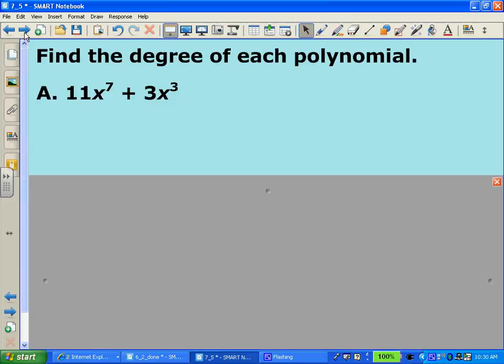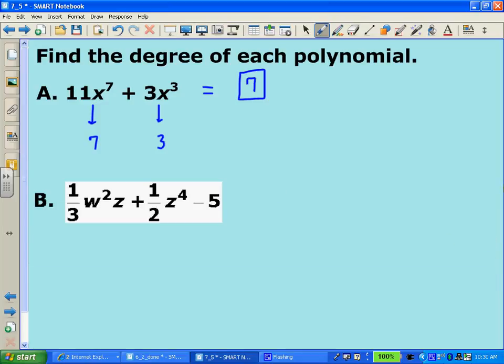Now the next thing is polynomials. How do we find their degree? Well, the degree of a polynomial is the highest degree that exists. So here, this term would have a degree of 7 because 11 has 0 and this one has 7. And this one would have a degree of 3. So the degree of the whole thing would not be 10, we don't add them. It would just be the highest degree. So the degree here would be 7.